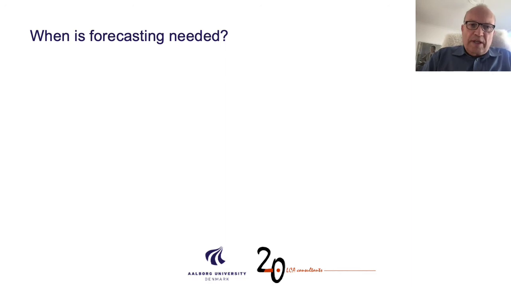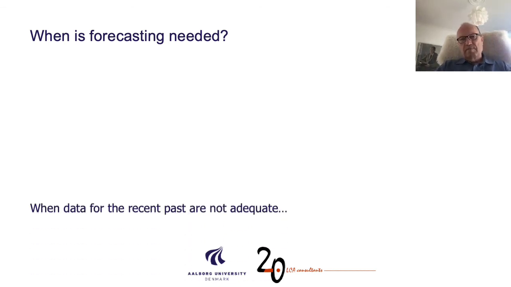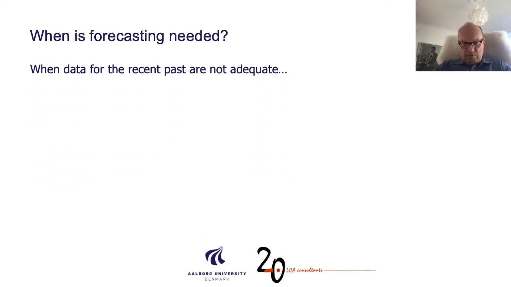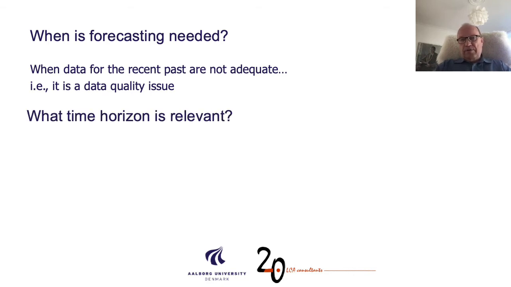Now, forecasting is of course obvious when you're looking at things happening in the future. But when is forecasting actually needed? Well, basically when data from the recent past is not adequate. And when is that? Well, the question is, how bad a data quality can we live with? And that, of course, depends a lot on the specific study. What we have to look at is what time horizon is relevant.